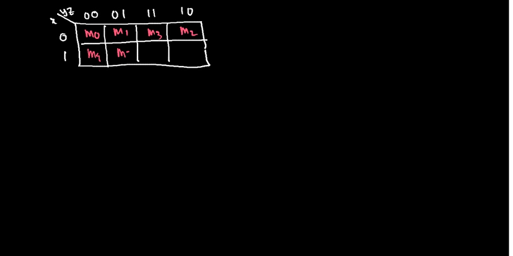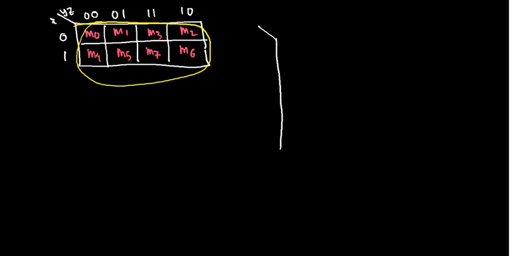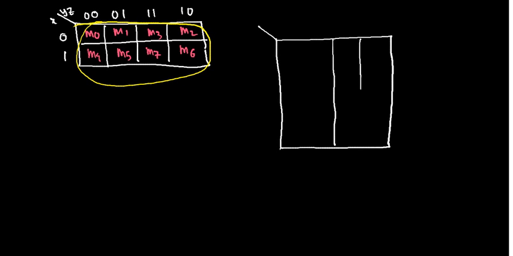Take powers of 2. Let's say x, y, z, with 00, 01, 11, 10, and minterms 0 1 2 3 4 5 6 7. Tell me the group of 8. Only one possibility. Now form a group of 8 minterms for a 4 variable K map. Do that. Tell me the possibilities.